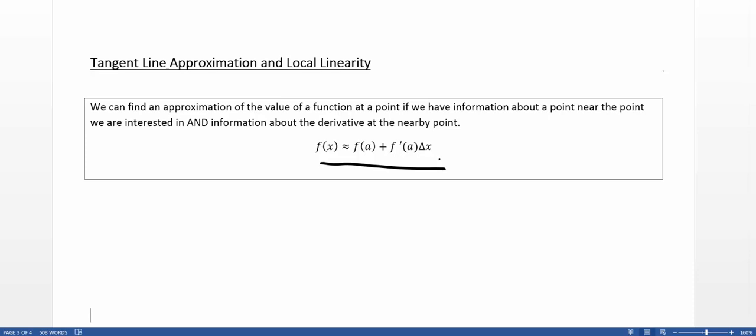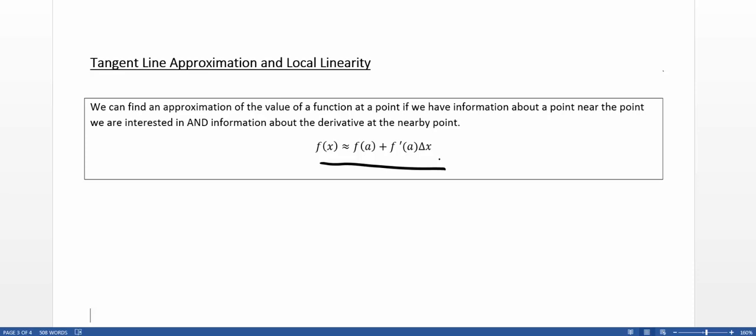So f of x is the new point that we're interested in. So this might be f of 2, and we have information about f of 1, but f of x is where we're interested in finding out what we think is happening there. f of a is the place where we have information. We know the value at a. f prime of a is the derivative, or the rate of change at a. So we need both these pieces, the functional value and the derivative value. Delta x is how far away from a we are trying to predict.